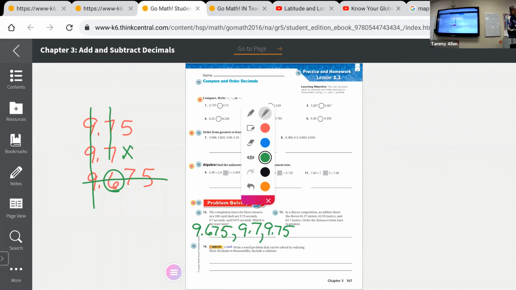Is there anybody that's missing this paper that needs to come get a new one? What? Yeah.